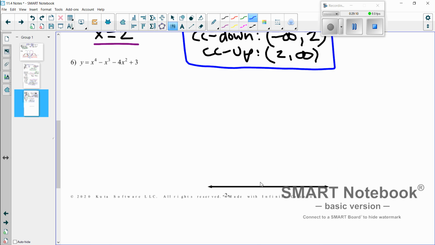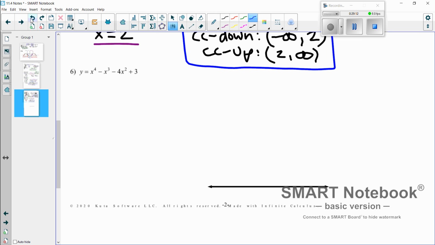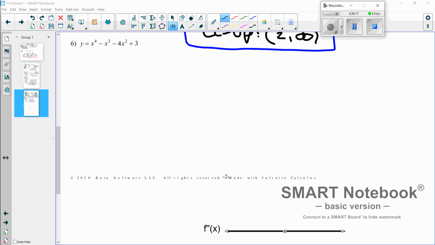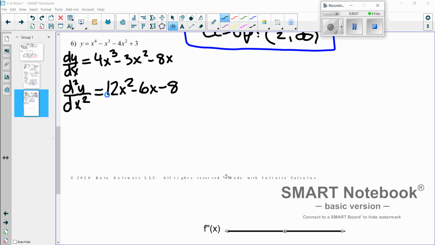Again, same thing we were just doing. We're going to find that second derivative first, keeping in mind our notation. Right here we have the y, so we're going to be using dy dx. So there's our second derivative. Make sure you got the same one, 12x squared minus 6x minus 8. Now, our next step: where is the second derivative equal to 0 and where is it undefined? Well, it's not going to be undefined here.